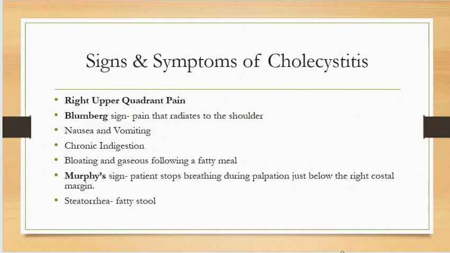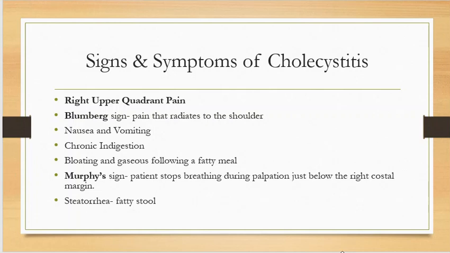Once again, female, over 40. Pregnancy can be one of the risk factors. And then they also have chronic liver disease, obstruction, biliary infection. So our at-risk ethnic groups are American Indian, Mexican American, and Caucasian.